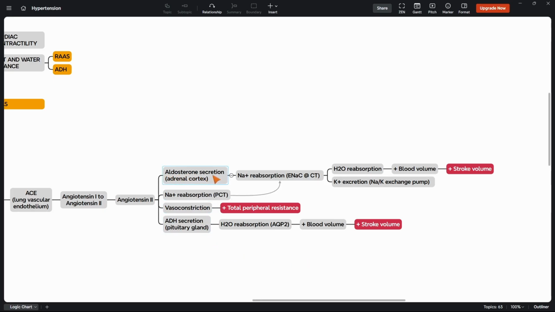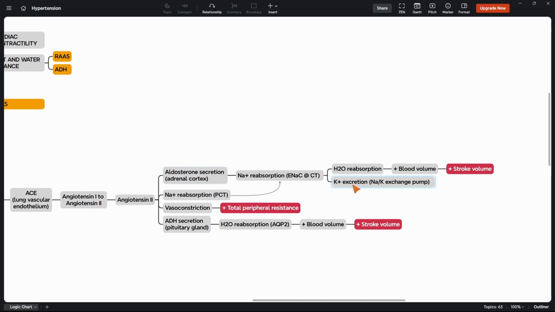The first is that it stimulates the secretion of aldosterone from the adrenal cortex. Aldosterone increases the reabsorption of sodium by increasing the amount of the epithelial sodium channels in the collecting duct of the kidneys. A higher amount of sodium reabsorbed leads to more water being reabsorbed through osmosis, and therefore that increases blood volume, which increases stroke volume. And stroke volume, as we know, increases cardiac output, which increases blood pressure.